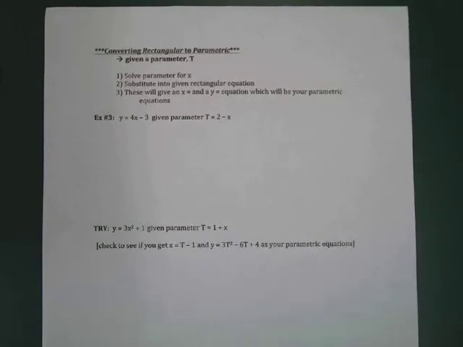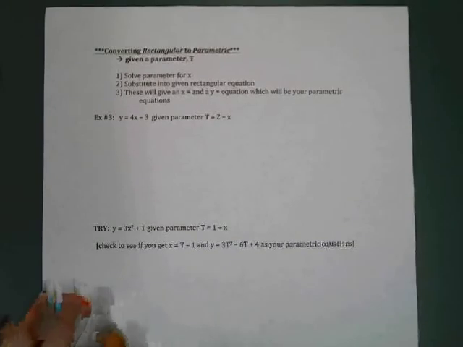So first it says to solve the parameter for x. So your parameter is your t. We're going to substitute that into your rectangular equation, and then that'll give you your x equals equation and your y equals equation. So here we have y equals 4x minus 3, which you know is an equation of a line. So then we'll be able to test it on our calculator to see if it's correct.